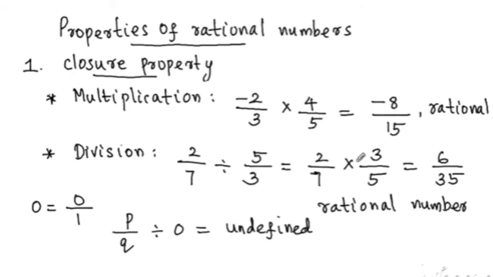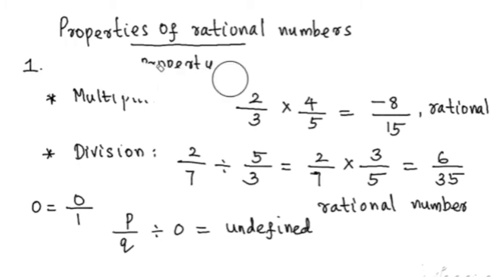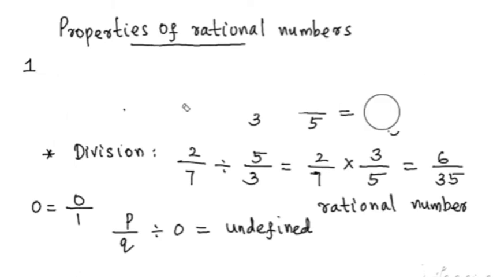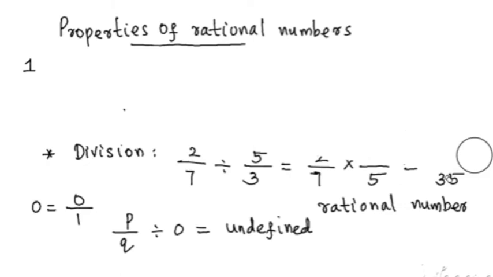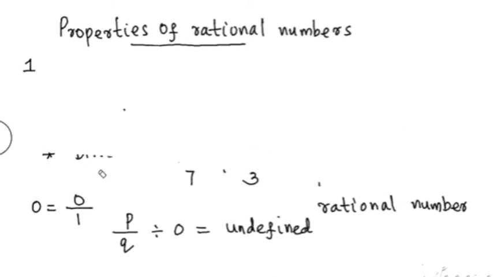So all rational numbers are closed under addition, subtraction and multiplication, but the rational numbers except 0 are closed under division. Okay, that is very important. Then we can move on to the second property of rational numbers. The second property of rational numbers is the commutative property.